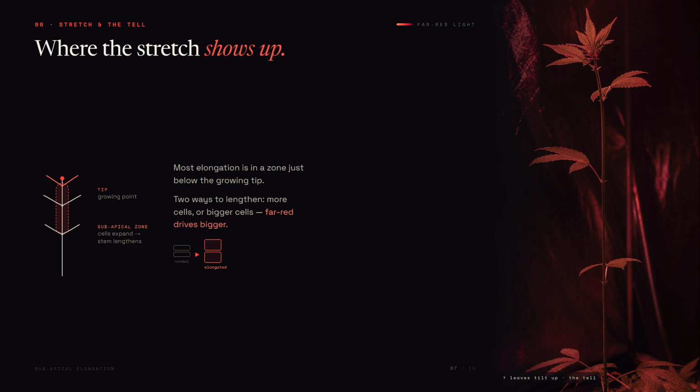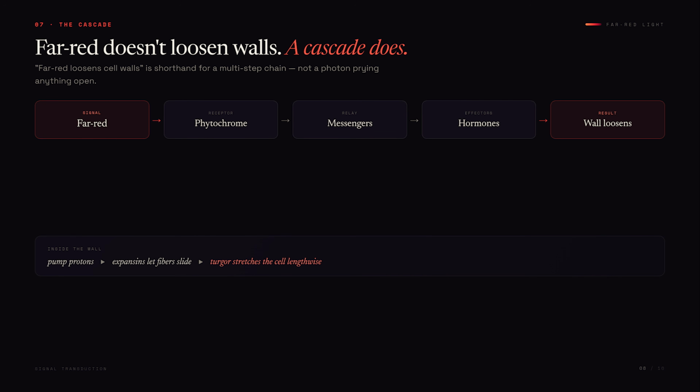But I want to be careful with the language here, because this is where a lot of explanations get sloppy. Far red photons do not directly pry the cell open. There is no photon reaching in and loosening a wall. What actually happens is a chain. The light signal hits phytochrome. Phytochrome changes a set of internal messengers. Those messengers trigger hormones, and the hormones, several steps later, tell the wall to loosen. So when you hear that far red loosens cell walls, treat that as shorthand for a multi-step cascade, not a direct action. The loosening itself is real and worth picturing.